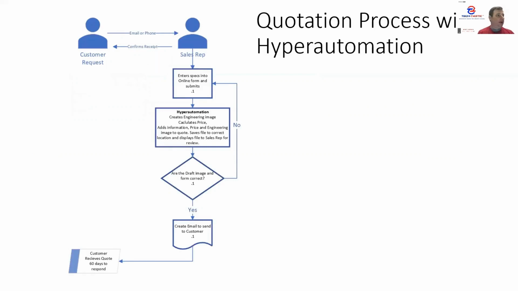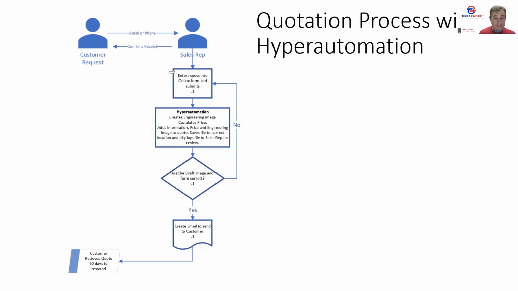So if we go to our quotation process where we have it with Hyperautomation, you can see it is smaller and we're back to the vertical swim lane. So customer request here and sales rep is along here. You notice we're missing someone already right off the bat. We don't have that customer service person there, that drafter wearing that drafter hat here at all. So again, the customer is going to request via email or phone, and the sales rep is going to confirm receipt.